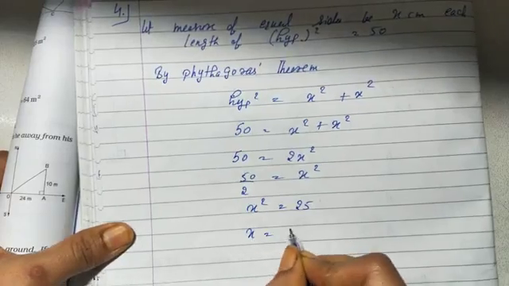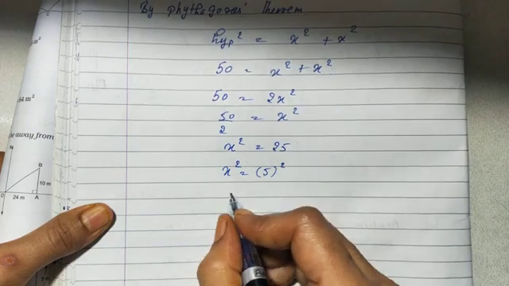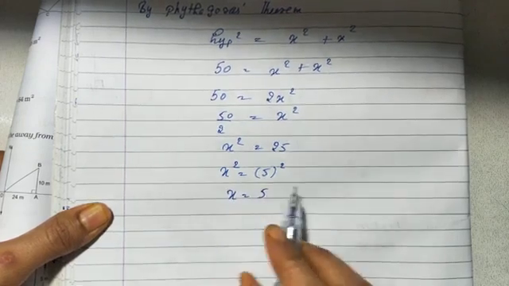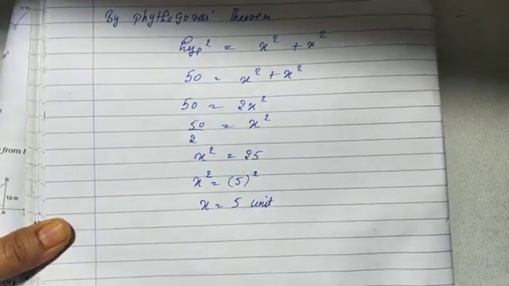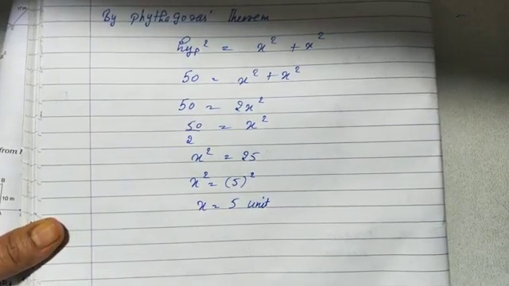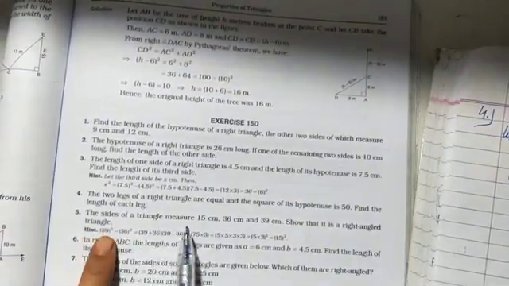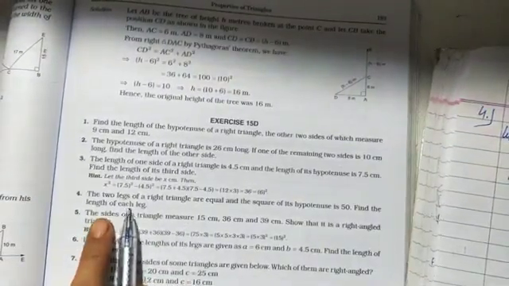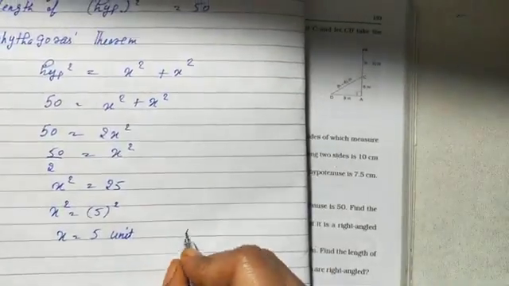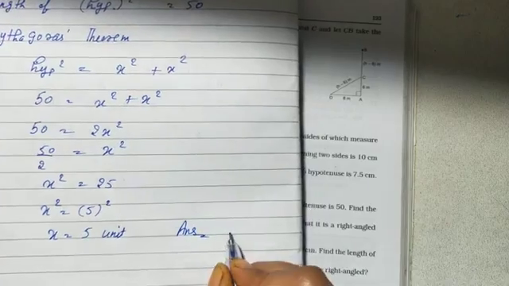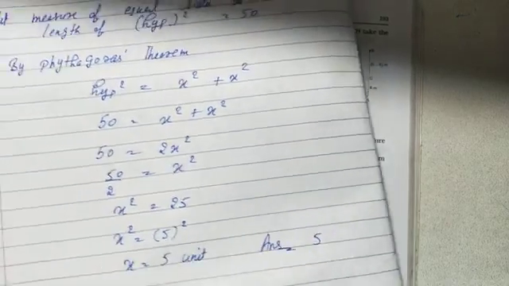Then x is equal to 5 square, then x is equal to 5. No unit is here, 5 unit. We will say that the measure, or you can say length, of the equal sides of the above triangle is 5 unit each. Length of each leg is 5. Or you can just write the answer 5. Okay, length of each leg is 5.